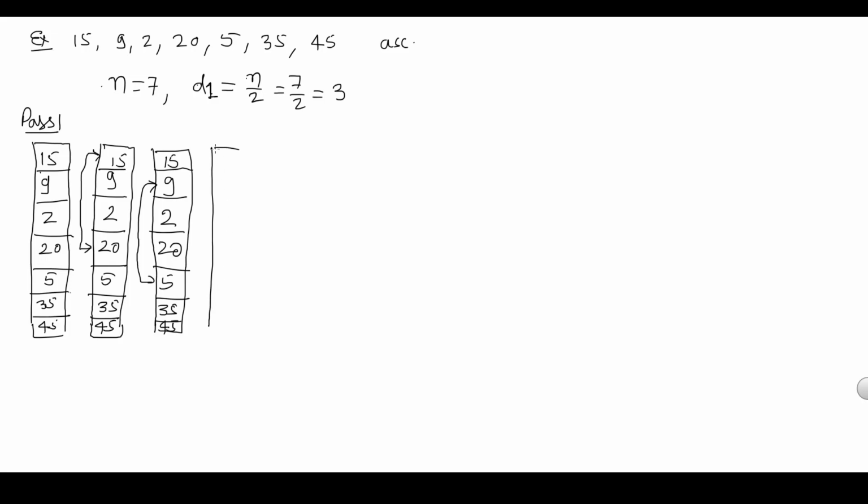So make another diagram where we will swap the values. So this is 15. Here 5 and 9 will be swapped. So 5 will come here and 2, 20, here 9 will come, then 35 and 45. Now we will compare 2 with 35, 3 distance away. So 2 is less than 35, so no swapping will be done.